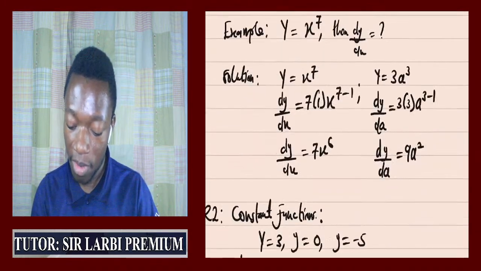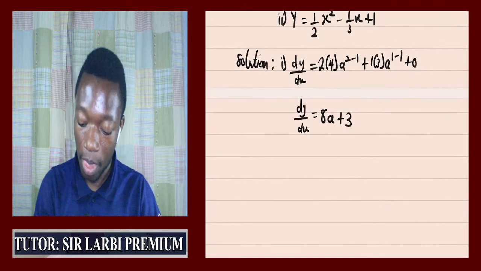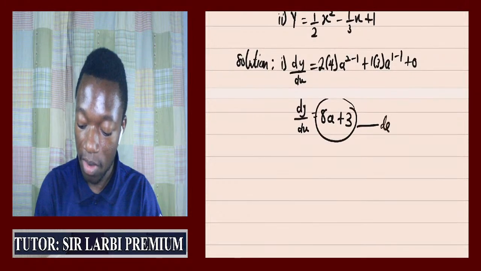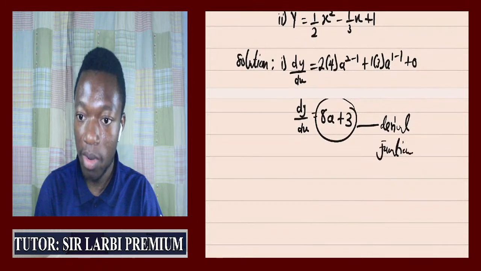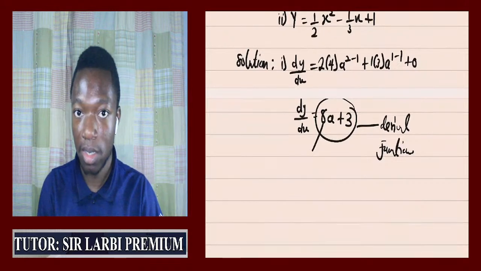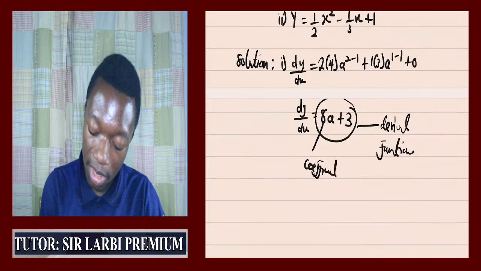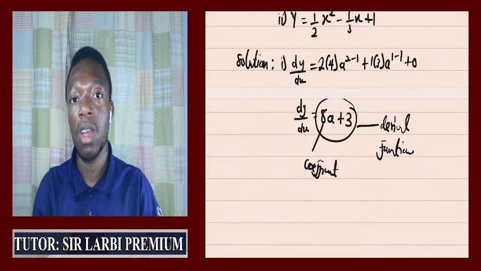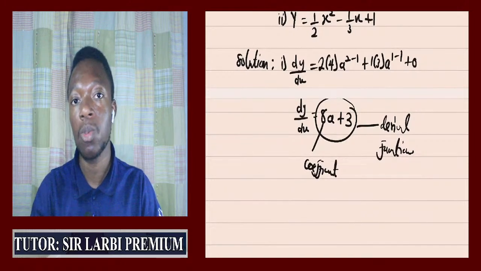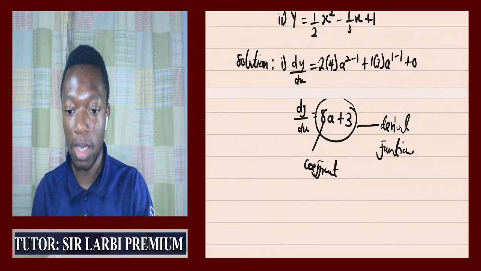I wanted to explain this to you before we move on. This is what we call a derived function. And this is what we call a derived coefficient. So at any time you differentiate the function, any number in front of that variable becomes the derived coefficient. So let's take note of that.